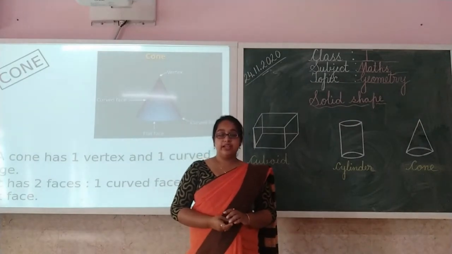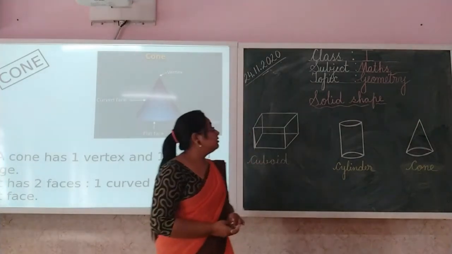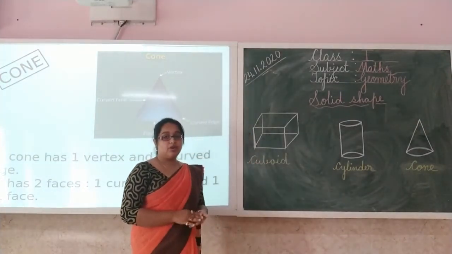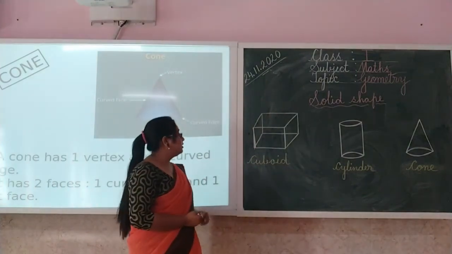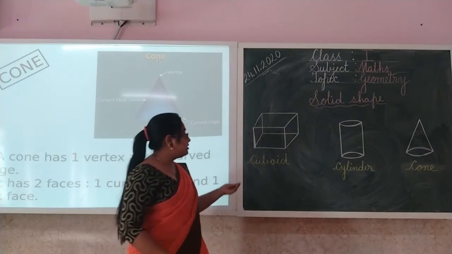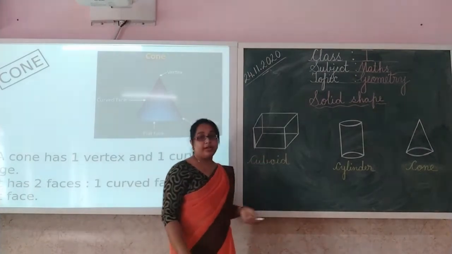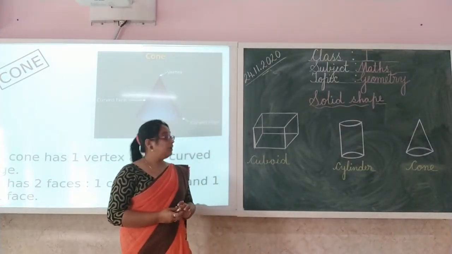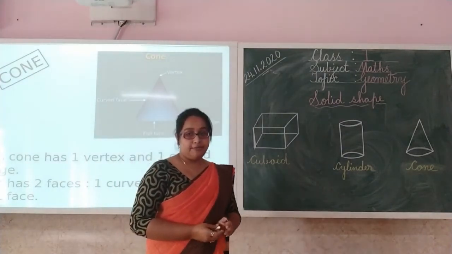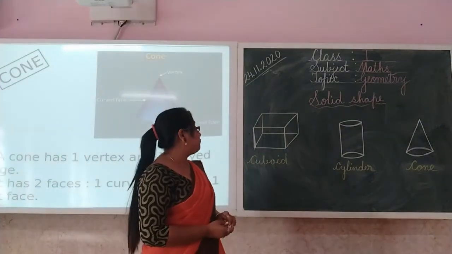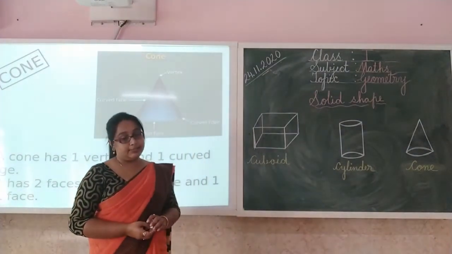So children, now look at the board. Let's do a revision of what we have learned just now. See, the first picture you can see I have drawn. It is a cuboid. So let's see the number of edges, the number of faces and the vertices.